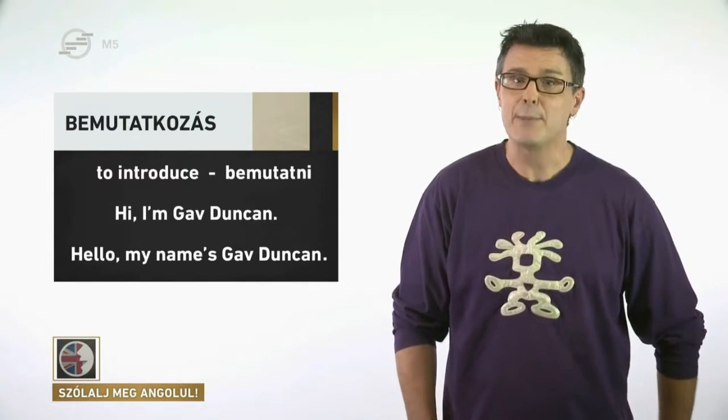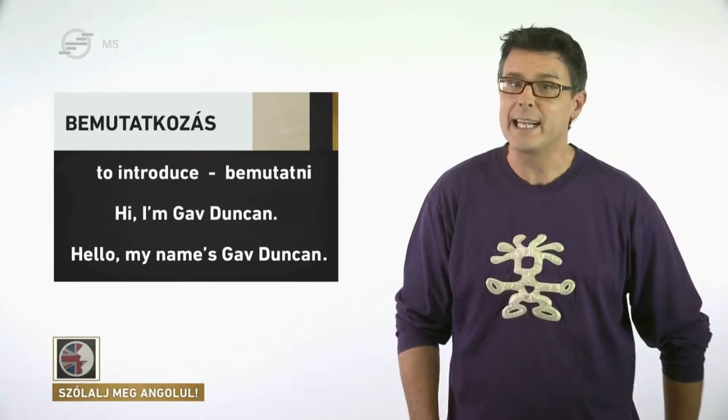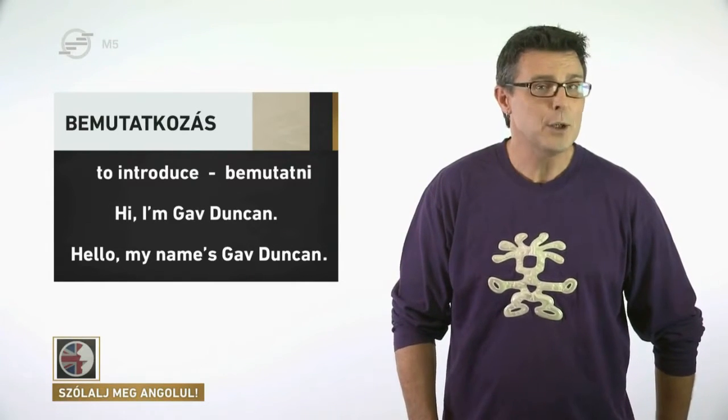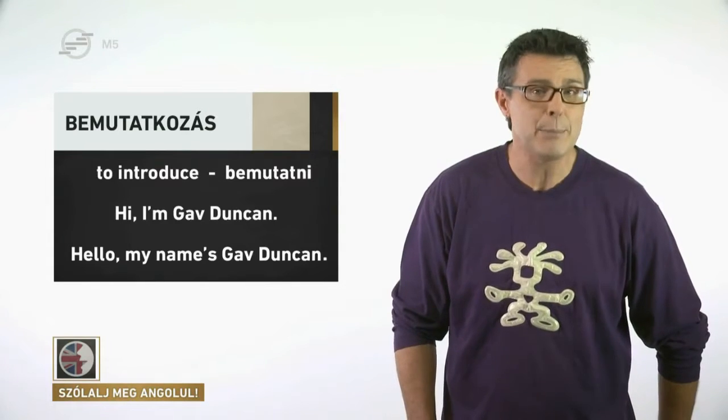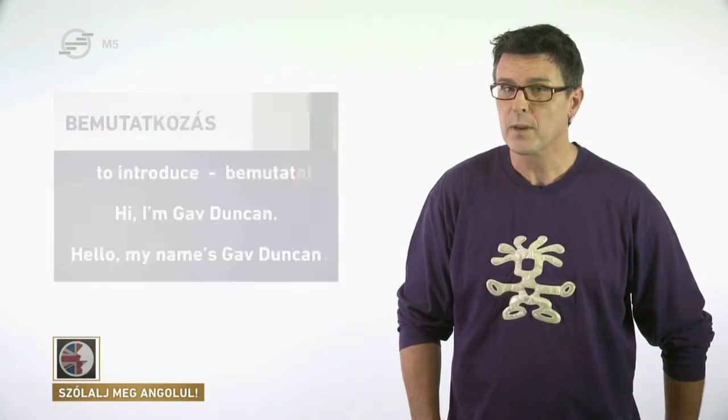Okay, so if you think hard, you can all remember how we used the verb to be in our first few lessons. We used the verb to be to introduce ourselves. Hi, I'm Gav Duncan. Hello, my name's Gav Duncan. And we used the verb to be to introduce other people too. Do you remember? This is Alfredo Benchfield. Hi, her name's Margaret Bissett. We learned the positive form and the negative form, the singular forms and the plural forms.